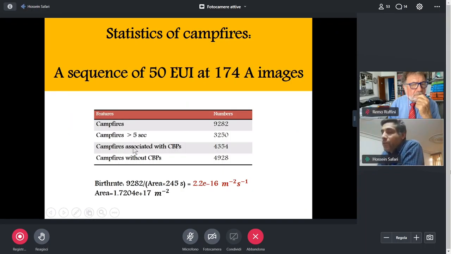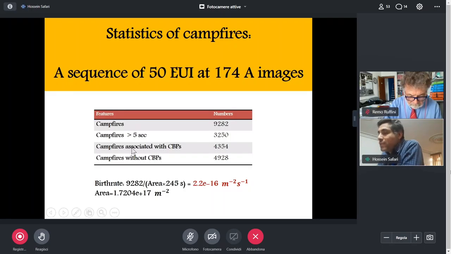Briefly, the statistics of campfires for a 5-minute observation of Solar Orbiter, a sequence of 50 EUI images at 174 angstrom. You see we observed more than 9,000 campfires in 50 images, and we also find that more than 3,000 of them have a lifetime longer than 5 seconds. The cadence of our images is about 5 seconds, and this means most of these features are really not noise.